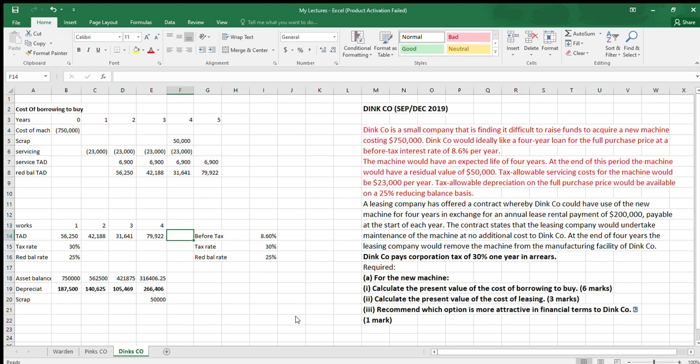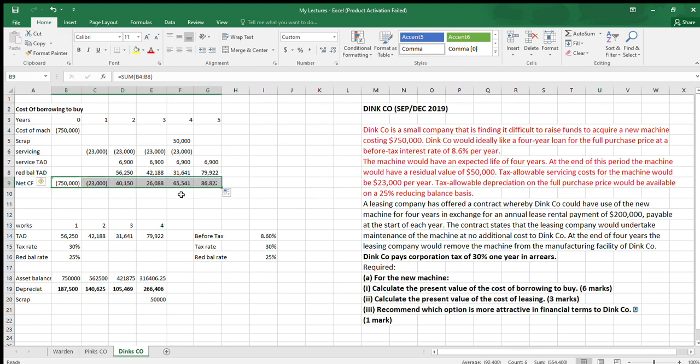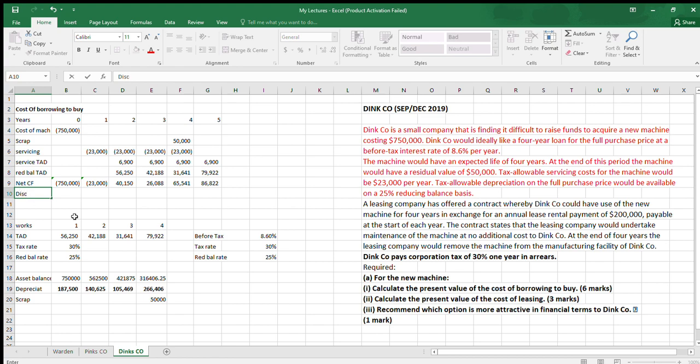So now we have everything here. What we need is our net cash flow: the sum of everything here, from the cost of the machine to the real TAD. You just drag it here to year 5. That's all. Now you bring your discount factor.